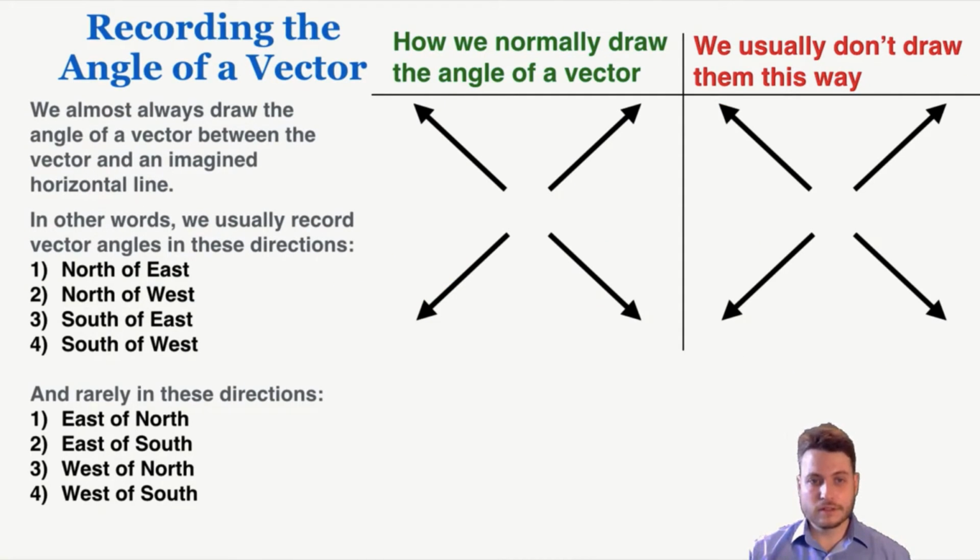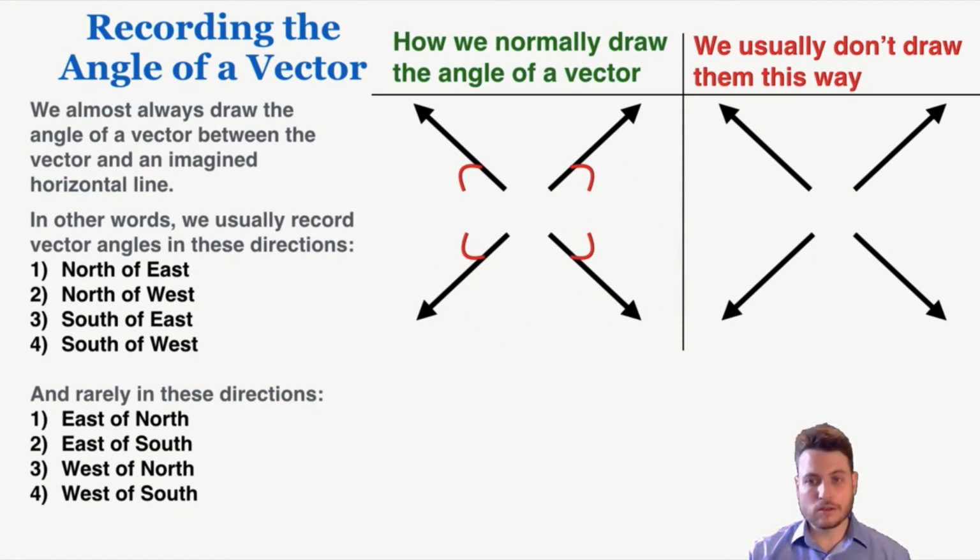It's a convention in physics to almost always draw the angle of a vector between the vector and an imagined horizontal line. In other words, we usually record vector angles in these directions: north of east, north of west, south of east, south of west, and we rarely use other directions. So what I'm saying is that we imagine that there's a horizontal line at the base of the vector like this, and the angle is recorded between that horizontal line and the base of the vector.